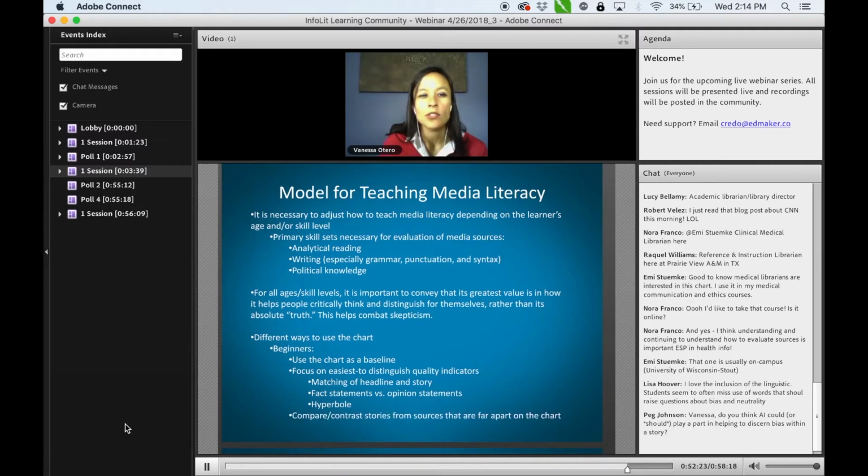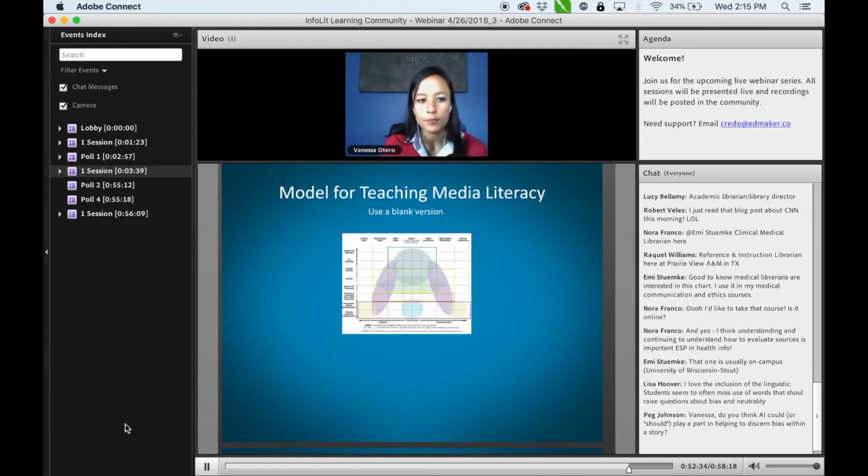It's also helpful to compare and contrast stories that are far apart on the chart. So something from the hyper-partisan liberal column and the hyper-partisan conservative column really gives a good sense in a quick manner. For intermediate and advanced, you can use a blank version. These are available on my site. Intermediate learners, you could have them read 5 to 10 articles from sources all over the chart and rank them relative to each other.